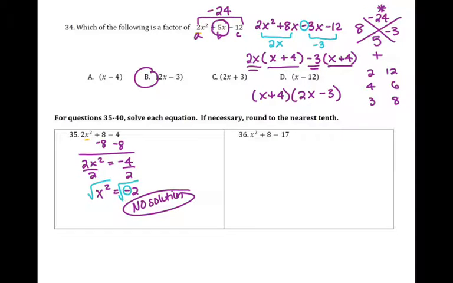Number 36, I'm going to go with that same approach because I noticed that I just have an x squared. So I'm going to subtract 8 from both sides. 17 minus 8 is 9. So I have x squared equals 9.